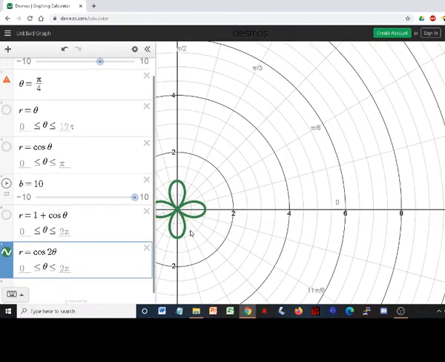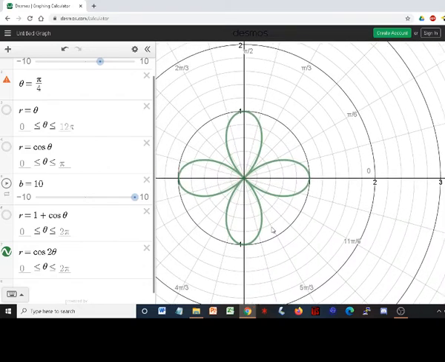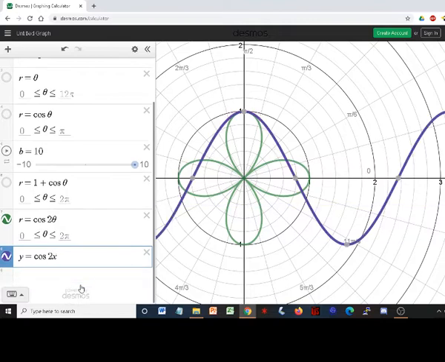Now I get petals for cosine 2 theta. And by the way, all these sine graphs look just rotated. They're very similar. If I write y equals 2x, now my negatives are happening twice as fast. So starting here, by pi over 4, I'm already at 0. And then I'm at negative radii, which means I actually flip to this quadrant.